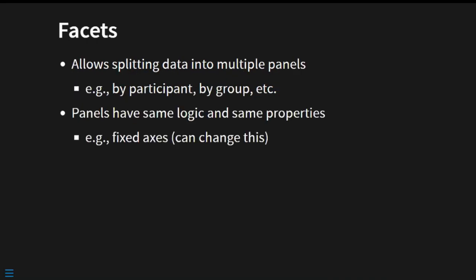Then we can do the facets. I told you that. You can split the data into multiple panels, so by participant, by group, all that different thing. And they automatically have the same logic and the same properties, right? So that's the nice thing. If you have one panel per group, it automatically has the axes the same, right? So then it's easy for comparison. But you can also tell it, free up the axes and show it on individual axes per panel. So I'll show you some of that stuff too.